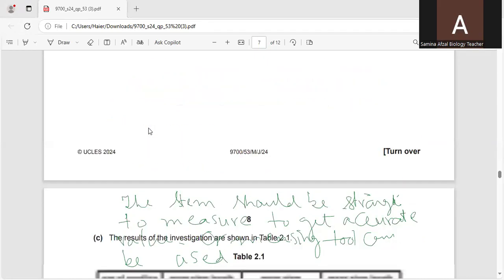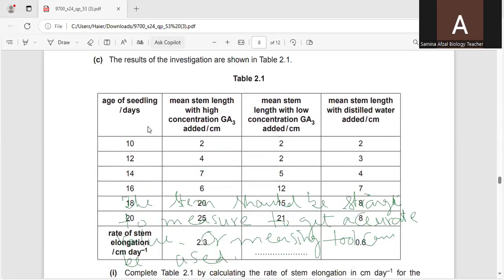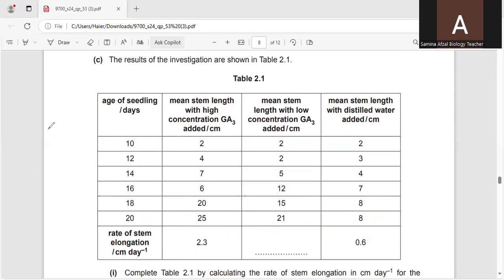Now the next question is: the results of the investigation are shown in table 2.1. Age of seedlings, the mean stem length with high concentration GA3 added in centimeters, mean stem length with low concentration GA3 added in centimeters, mean stem length with distilled water added in centimeters. At the end, they have the rate of stem elongation per centimeter.